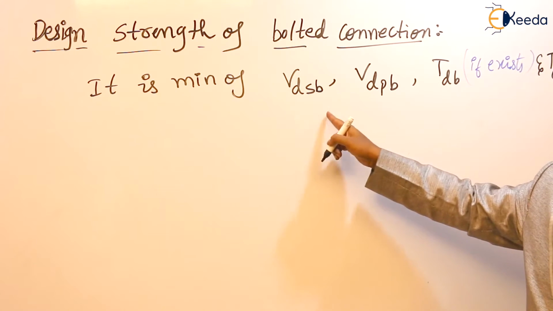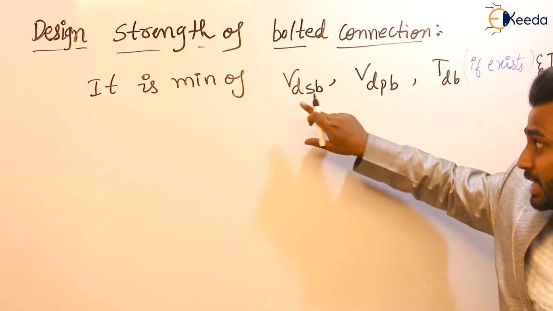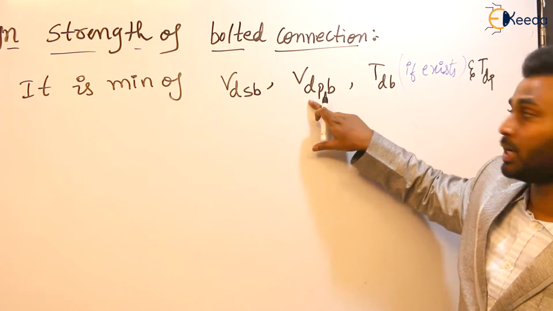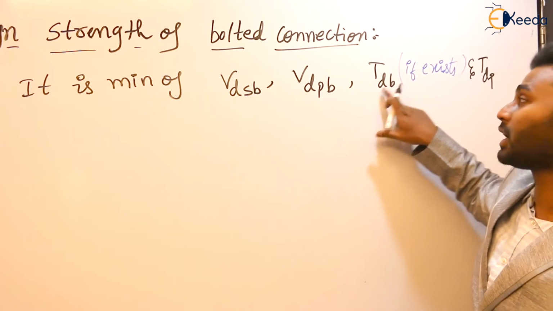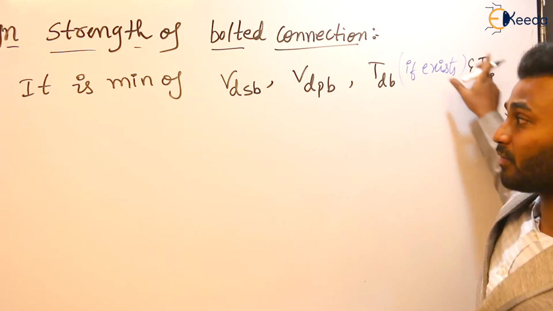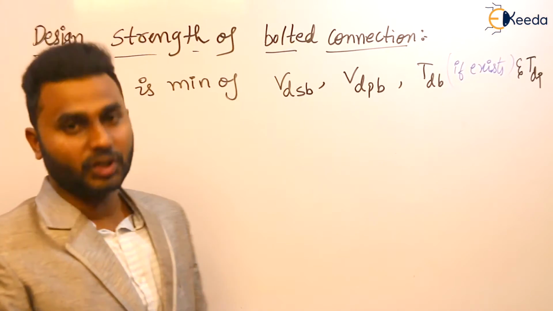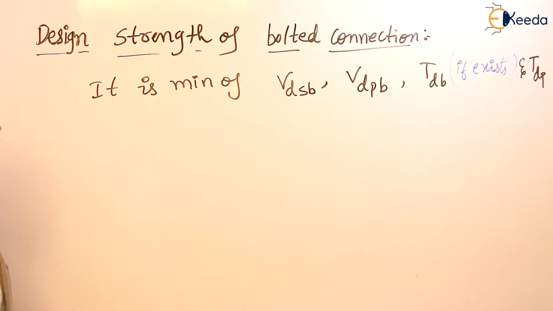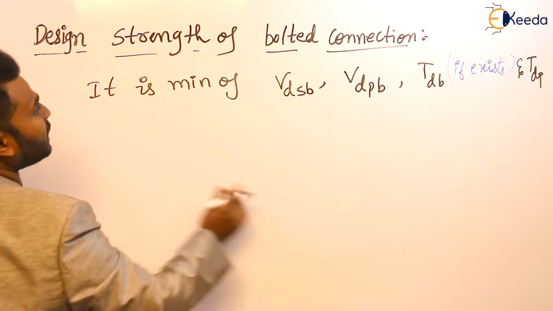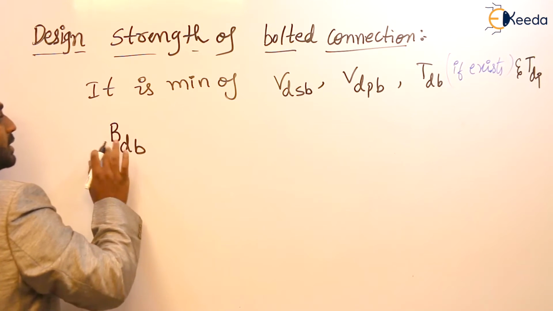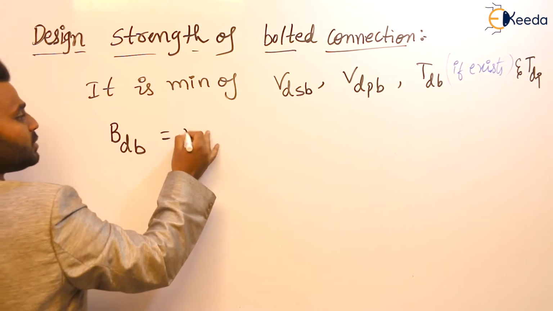So out of all these, the design shear strength of bolt, the design bearing strength of plate and bolt, the design tensile strength of bolt and the design tensile strength of plate, whichever is minimum is considered as the strength of bolted connection. So take it down. We are going to represent the strength of bolted connection like this. It is the minimum of all these.